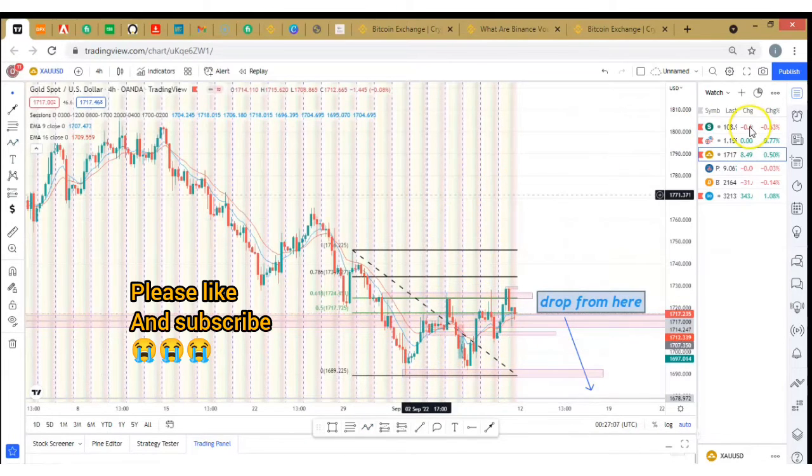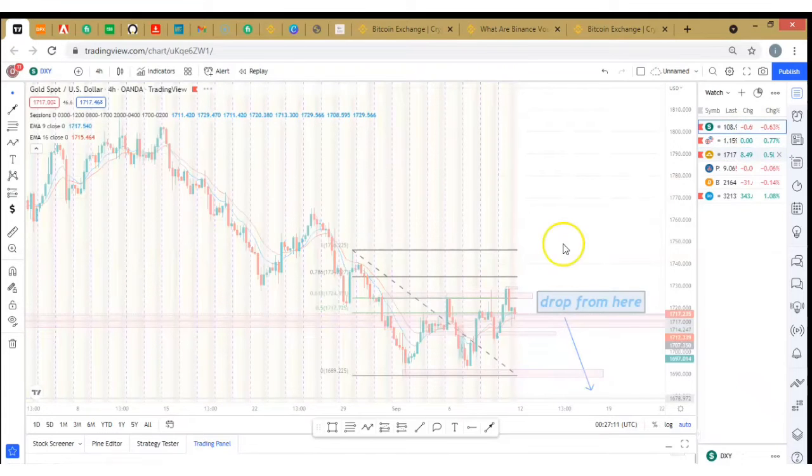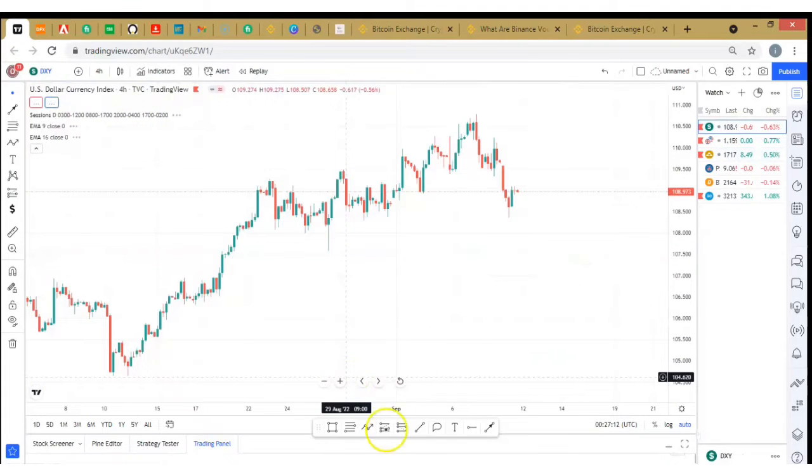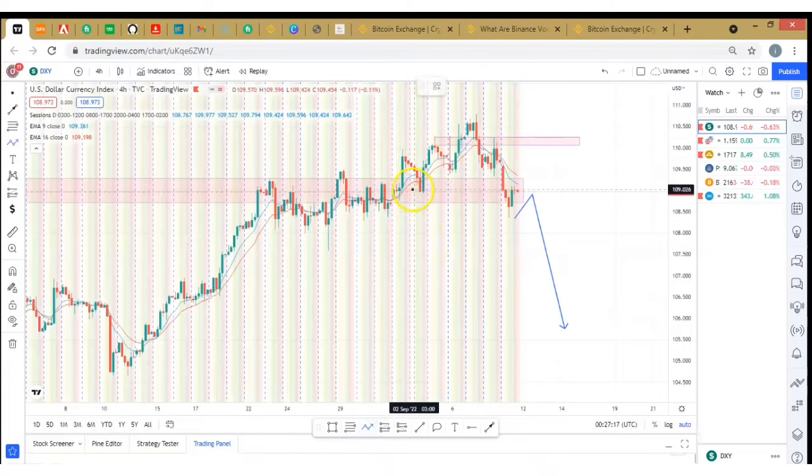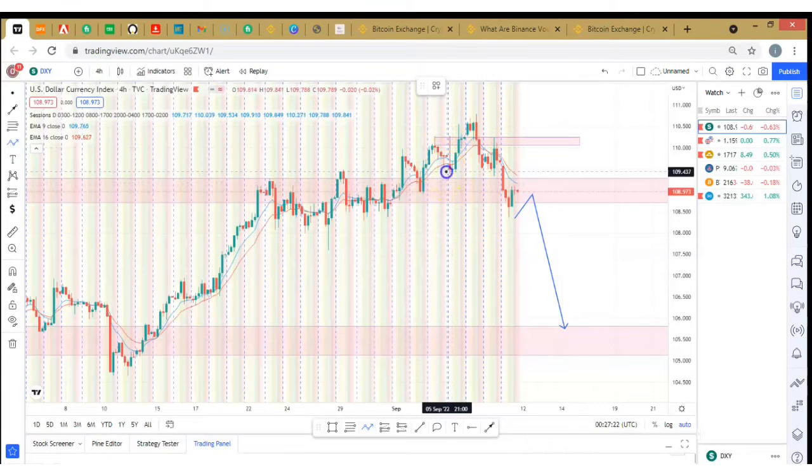Let's go to the dollar index. The dollar index was the part where I didn't really get it right. My analysis for the dollar index was that I drew this resistance here, and I said it was going to break, test, and continue going up. But it didn't work. So it did something else, and immediately I caught what it was about to do.